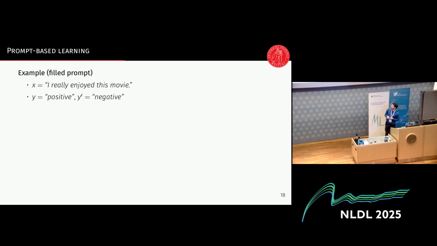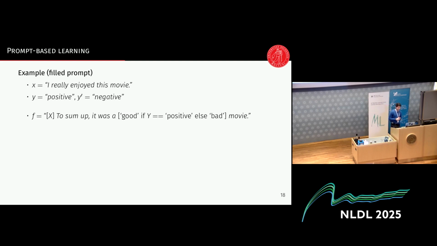So here we will be solving the task of sentiment analysis again. Specifically, I think it's sentiment analysis of movie reviews. And so as an example of input X, we have the sentence, "I really enjoyed this movie." And we have two possible labels there. We have the label that says that this review is positive, and then another label that says that this review is negative. So this is sentiment analysis. But now we will not really do any supervised learning. Instead, we will do this prompt-based learning.